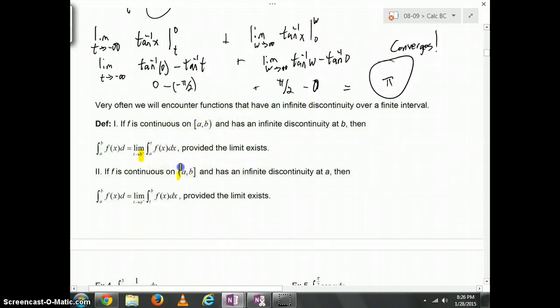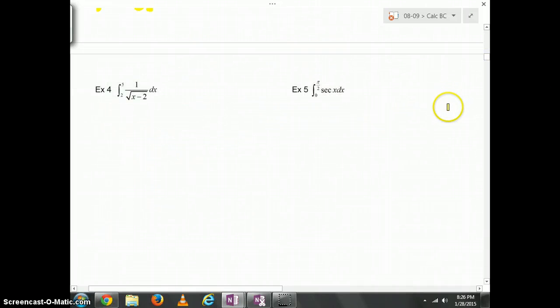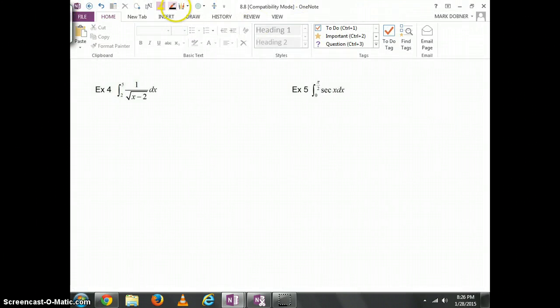What if our infinite discontinuity would be, say, at the left endpoint? Well, in that regard, we're still going to have to set up a limit. And in that regard, we're going to have t approaching a from the right. And then we'll proceed just as we have before. Well, let's go ahead and see if we could quickly come up with a problem here.